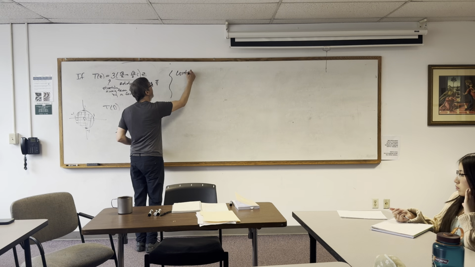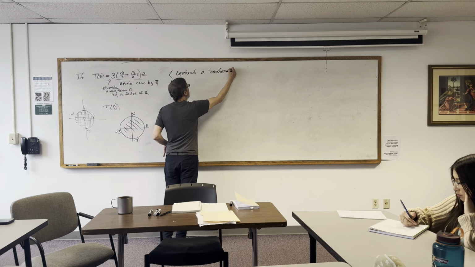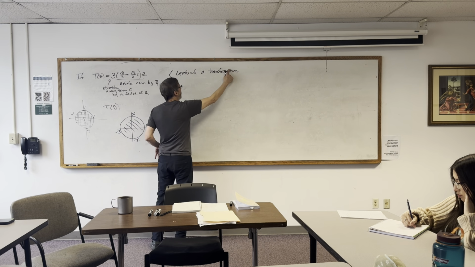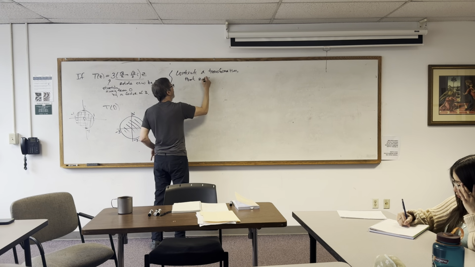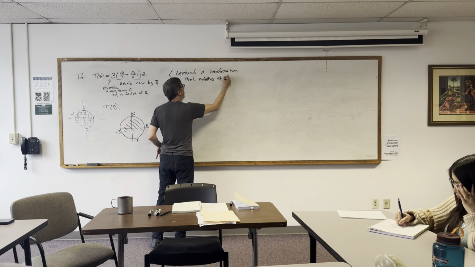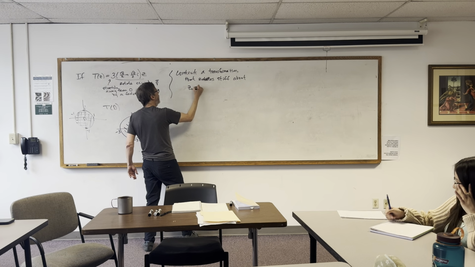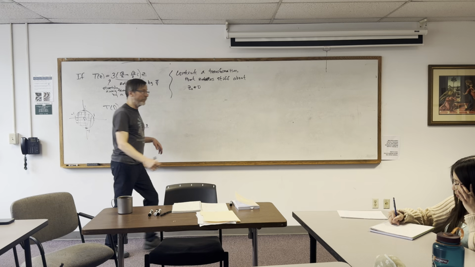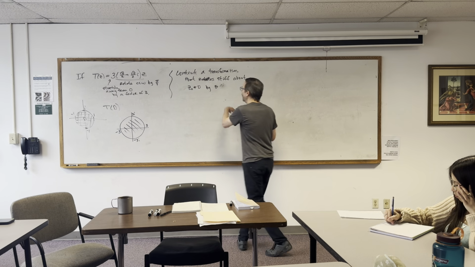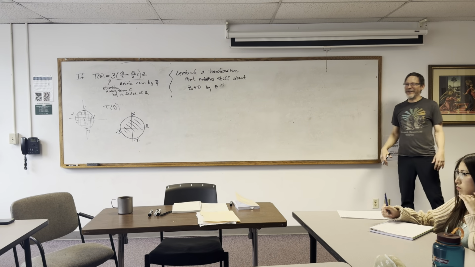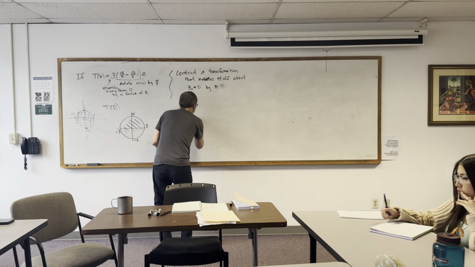So construct a transformation that rotates stuff about not the origin but a different point, z not equal to 0, by theta. We'll just say theta. Then you can pick your favorite units, degrees or radians, what you want on theta. So let's look at what we have at hand.